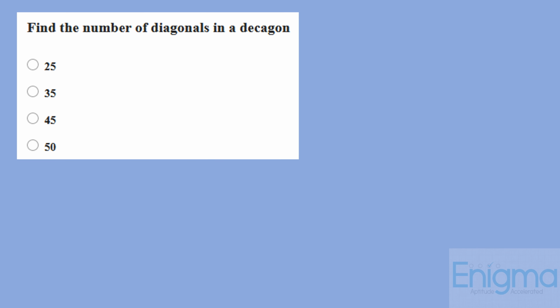Find the number of diagonals in a decagon. Decagon, that means number of sides is equal to 10. Now there are two formulas for finding the number of diagonals. The first formula is nC2 minus n. Now here n is 10. So substituting the value, we get 10 into 9 upon 2 minus 10. So here you get 45 minus 10, that is 35, which is our answer.